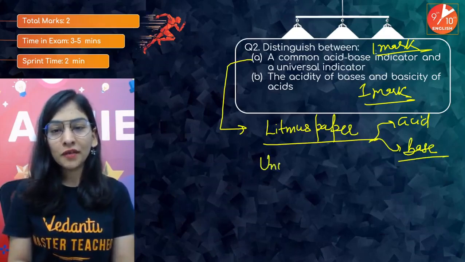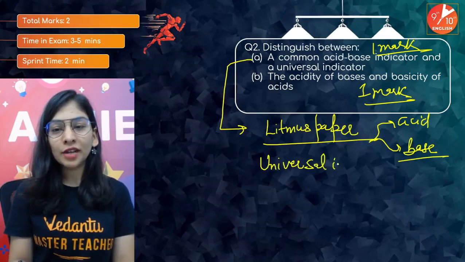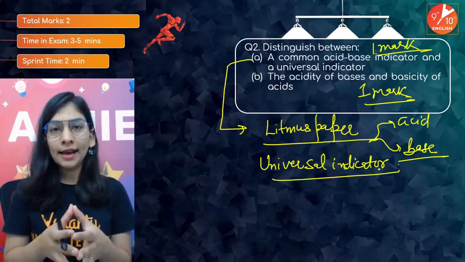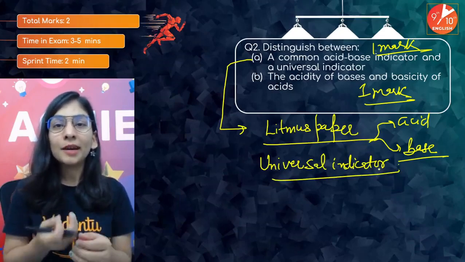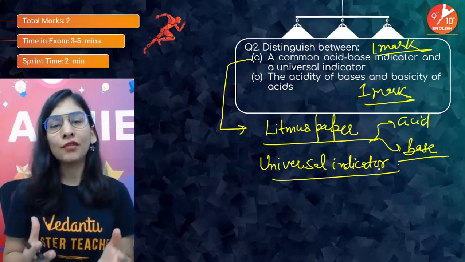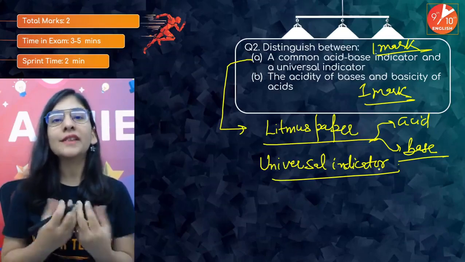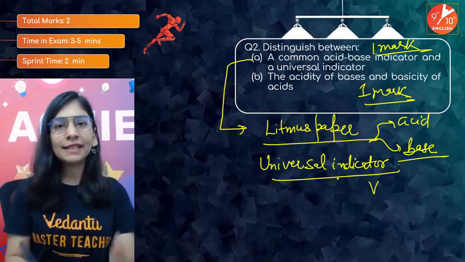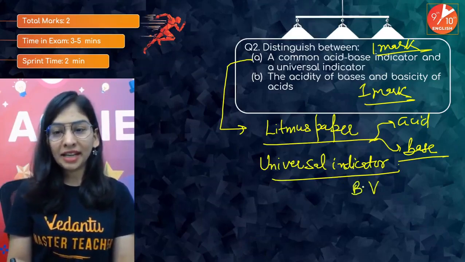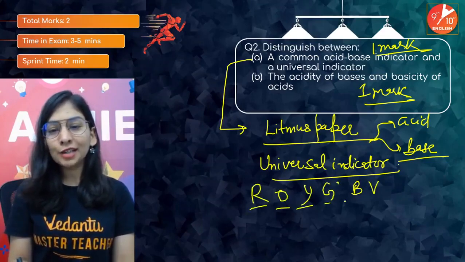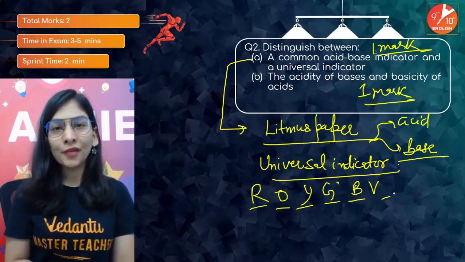And when I talk about universal indicator, what basically is universal indicator? Universal indicator is a mixture of so many dyes, and they impart its color depending upon the strength of hydronium ions present in the solution. Okay, and they give a variety of colors, more like VIBGYOR, a rainbow. So when I write VIBGYOR from left to right, just forget indigo. Like we don't like indigo much. Violet, blue, green, yellow, orange, red. These are the variety of colors they'll show depending upon the strength of hydronium ions.